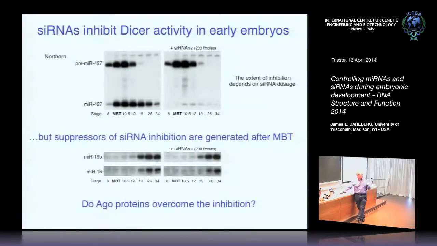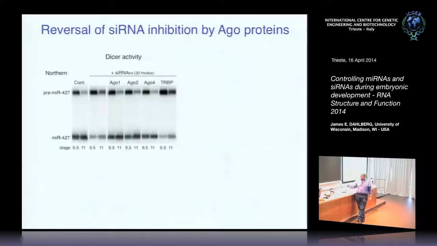And a good obvious candidate might be Ago proteins. So we asked whether we could overcome this inhibition by generating different Ago proteins in the embryos. And the answer is yes, we do. This is the control where there's no siRNA. Lanes 3 and 4 are when we put in the siRNA, and you see that maturation of the mature miR427 is inhibited. Then by putting in messenger RNAs for 3 different Ago proteins, now we get normal maturation of this microRNA, even in the presence of the inhibitor. So that shows that Ago proteins are somehow maybe titrating out, binding to the excess siRNA, the double-stranded RNA.